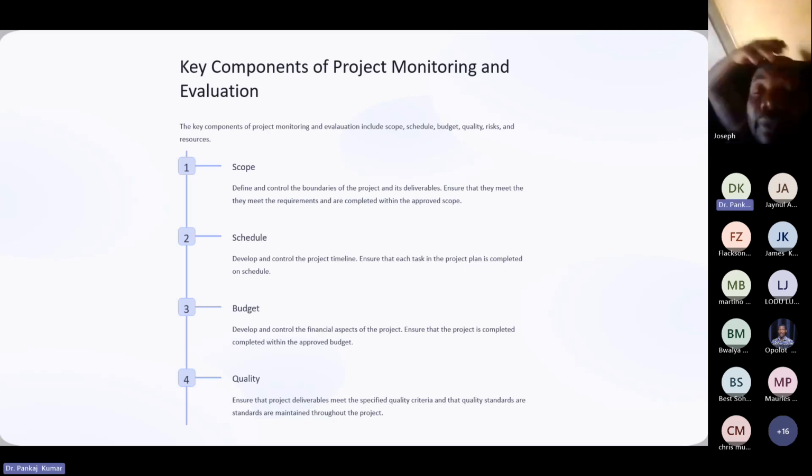Now we will see key components of project monitoring, like what is the scope, what is the schedule, and how we can control our budget and quality. Before discussing this, first we will know about the scope of a project.